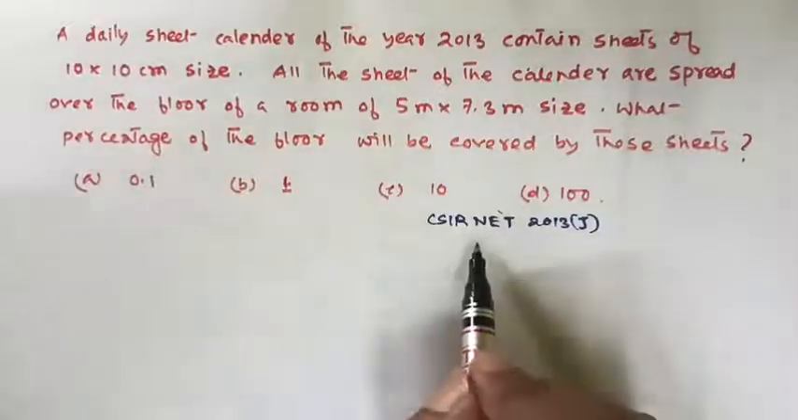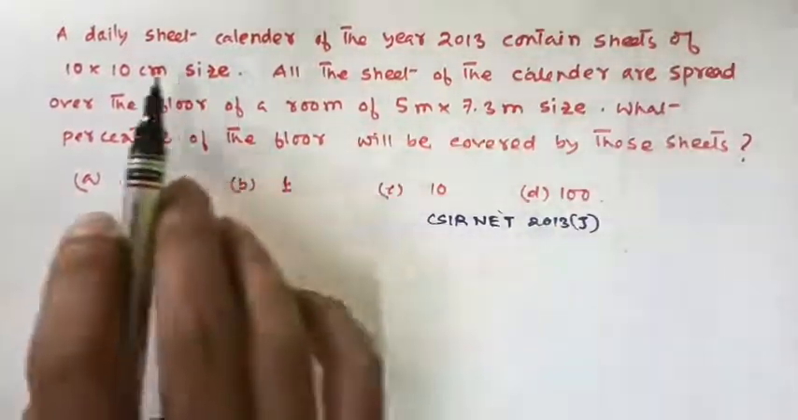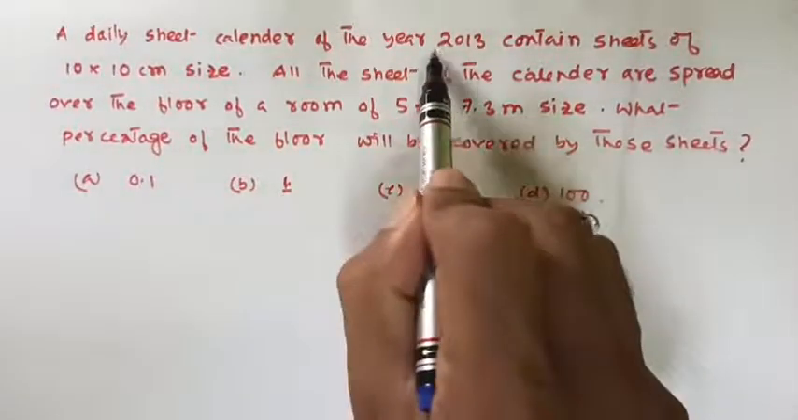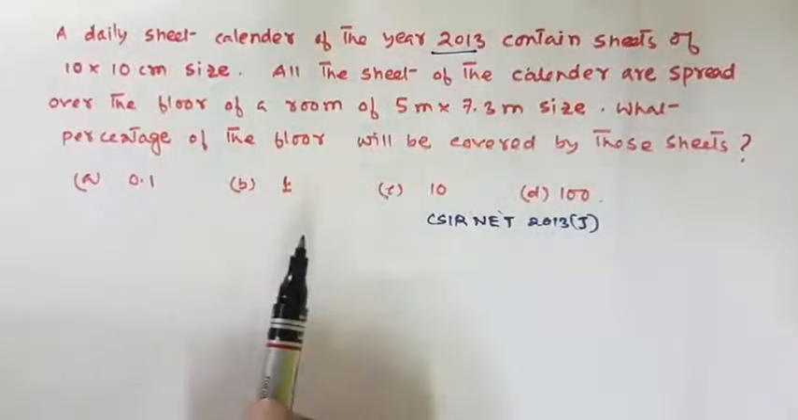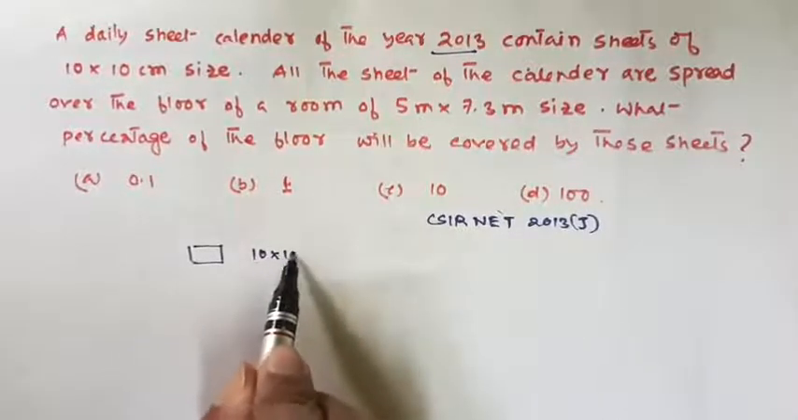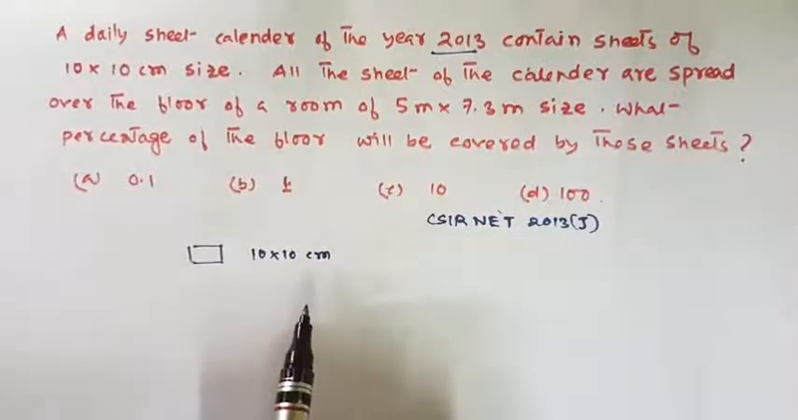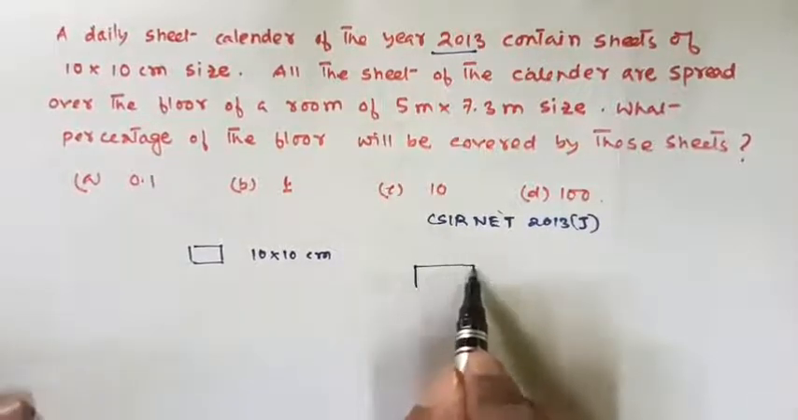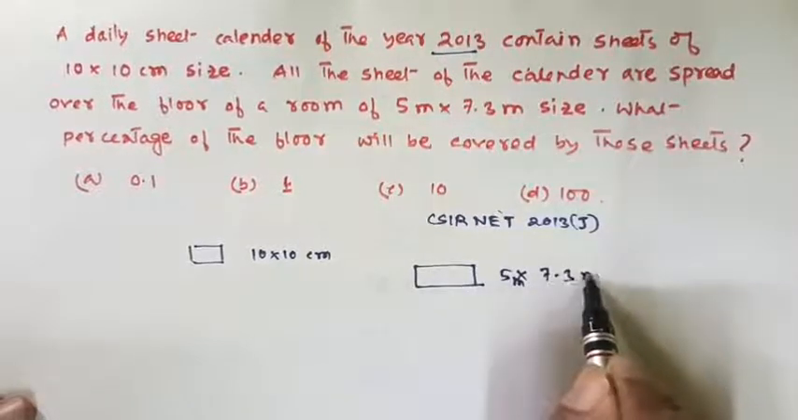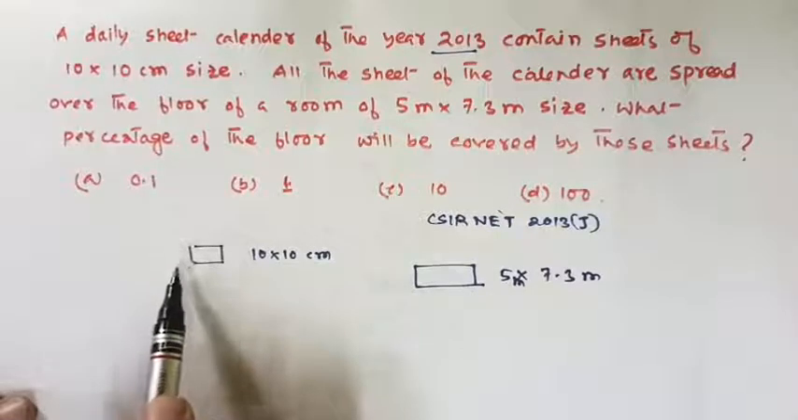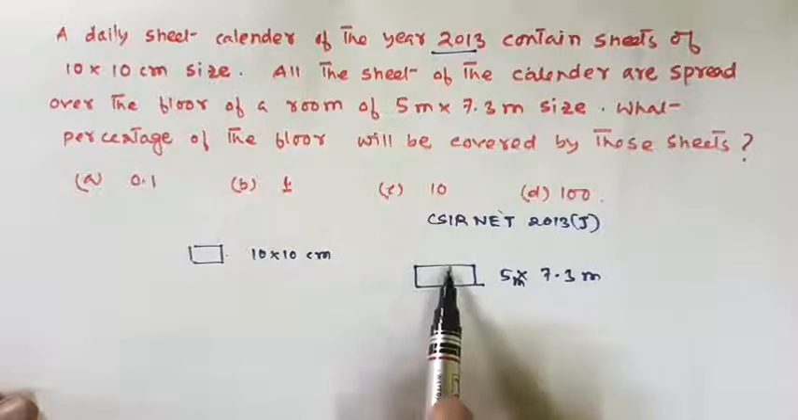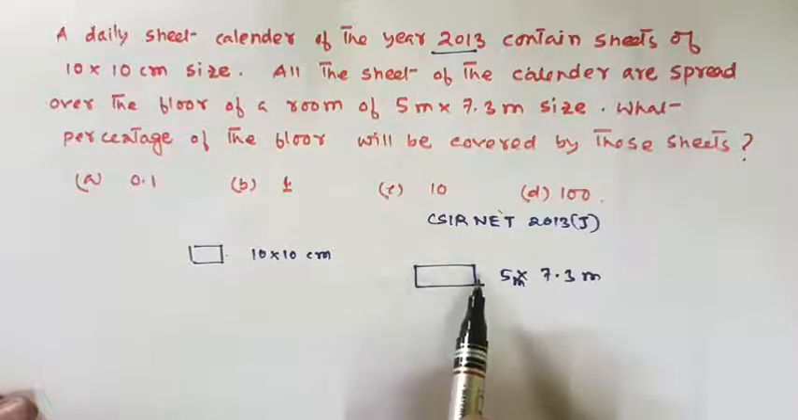This question was asked in CSIR NET 2013. This is a question from percentage. In the question it is given that there is a calendar of the year 2013. The daily sheet of the calendar has an area of 10 into 10 centimeter. Then it is said that there is a floor of dimension 5 meter into 7.3 meter. If all the daily sheets of the calendar are spread over this floor, what percentage of this floor will be covered?